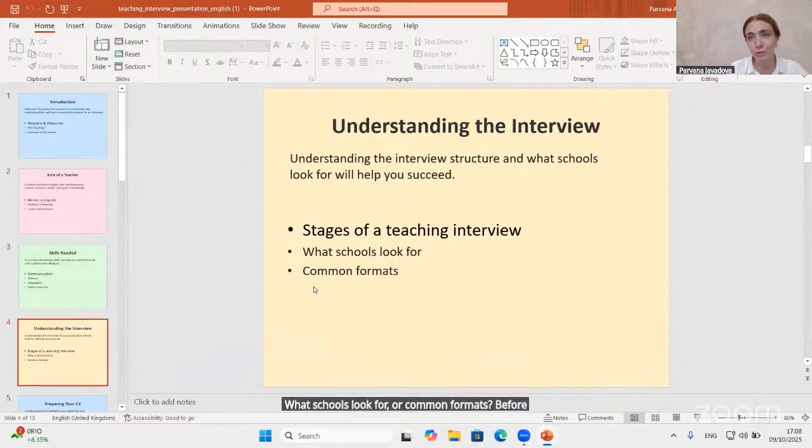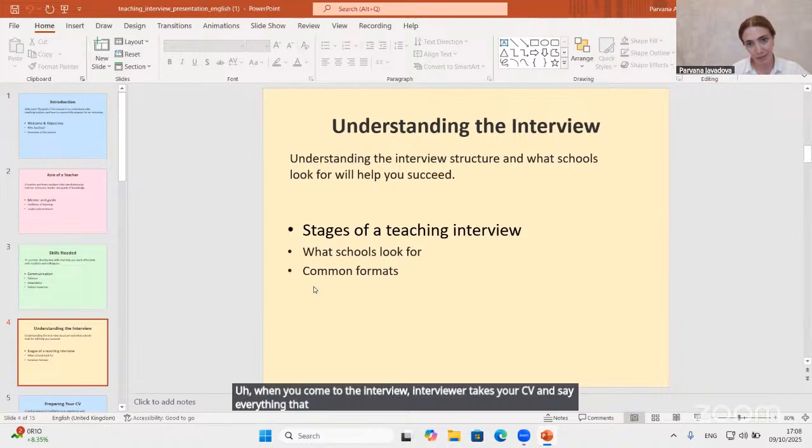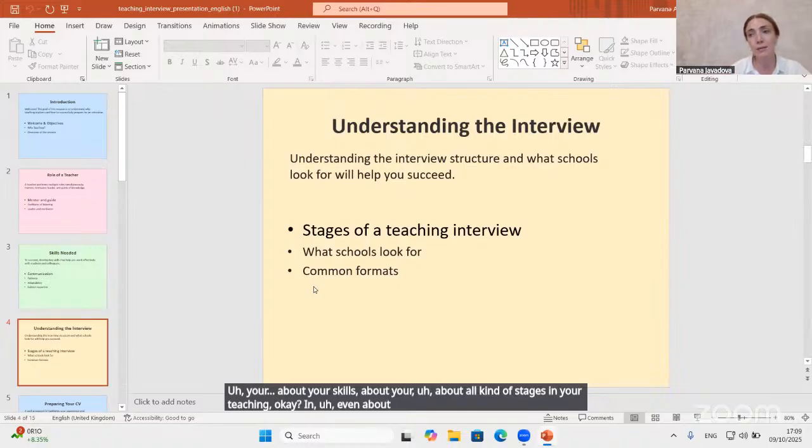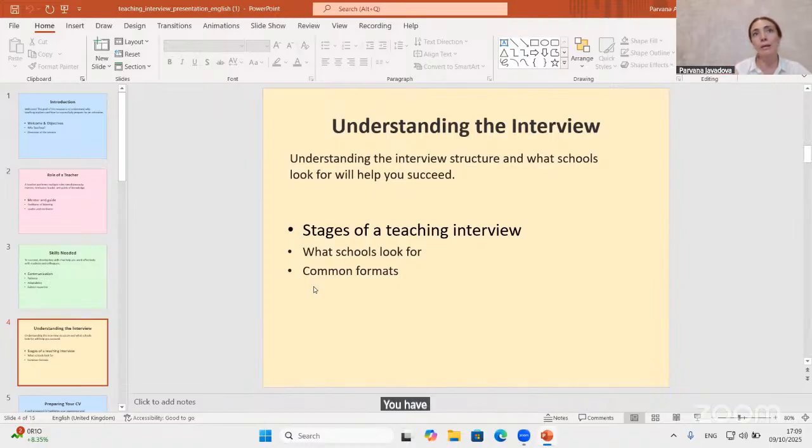Before coming to the interview, you have to be sure that you know everything that is in your CV. When you come, the interviewer takes your CV and asks about everything that is written there. You have to know everything about your skills, about all the stages in your teaching, even about the dates, the years. You have to give precise information about all the skills that are in your CV. You don't have to create anything. You have to be yourself, just the real yourself.